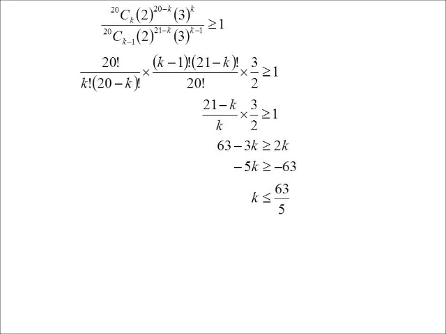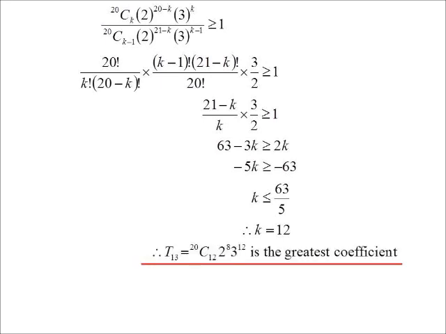So 63 minus 3k is greater than or equal to 2k. k has to be less than or equal to 63 on 5. Now I want the first whole number, remember k has to be a whole number, that is less than or equal to 63 on 5.